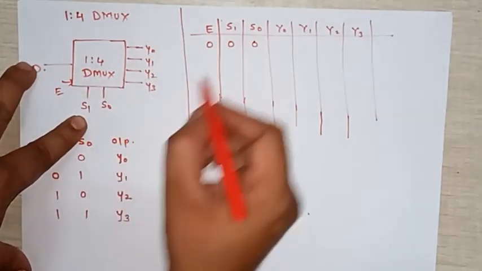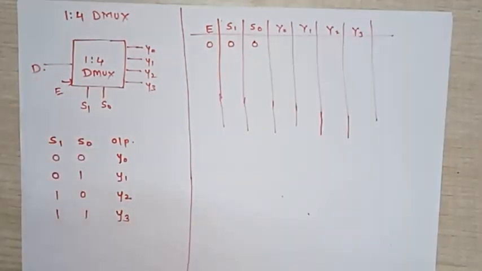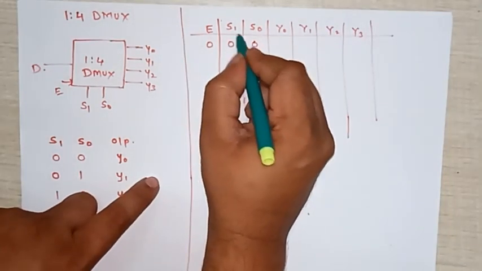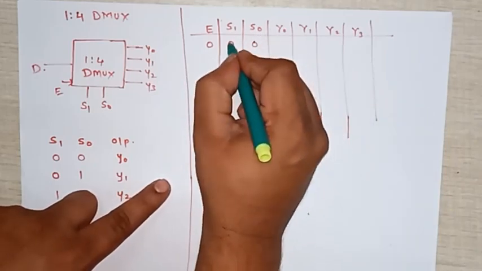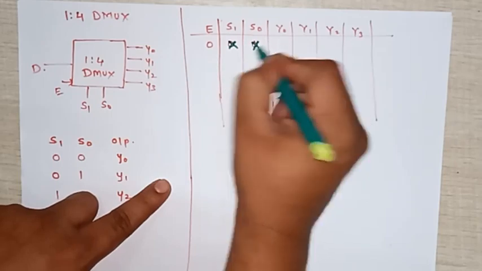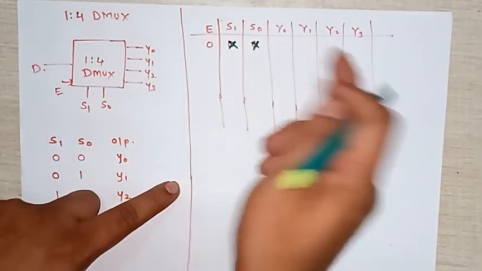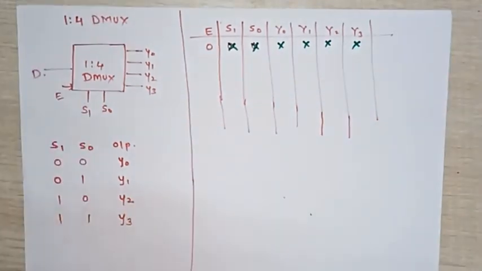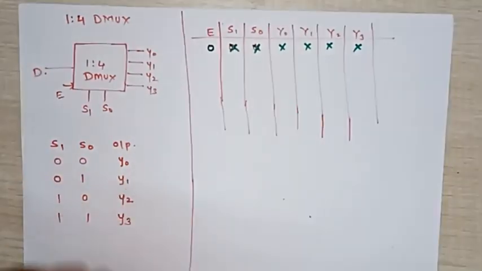Okay, so suppose initially the enable line is 0. So by changing the value of S0 S1, for any value either 0 or 1, there is no change at the output, so this value may be 0 or 1. So we will write here directly don't cares, for E equal to 0.